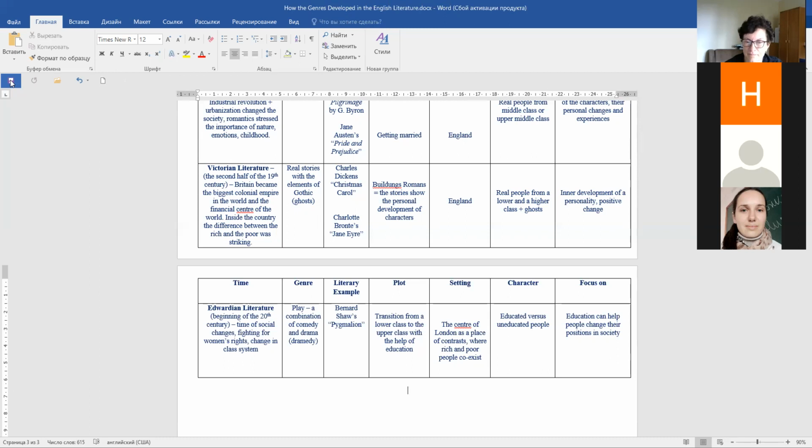The story is set in the center of London as a place of contrasts where rich and poor people coexist. The characters are educated versus uneducated people. The focus is on how education helps people change their positions in society.